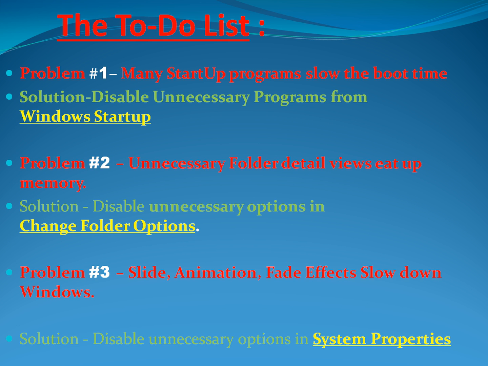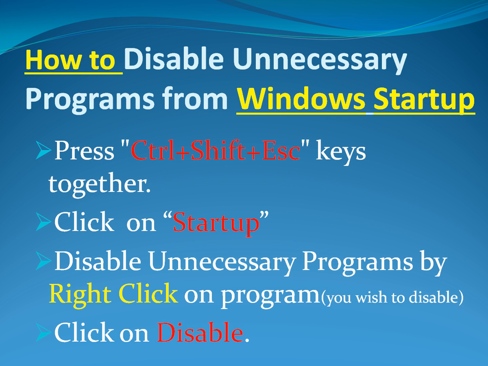First, startup programs: we will disable many of the unnecessary ones so that our computer starts faster. Second, unnecessary details: we will disable them from change folder options. And third, unnecessary animations and fade effects: we will disable them from system properties. So how do we do these? Here's the first solution. How do we disable unnecessary programs from Windows startup? Just press Ctrl Shift plus Escape, then go to the Startup tab, right click the program which you want to disable and click on disable.